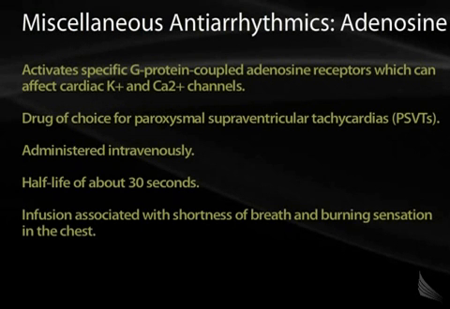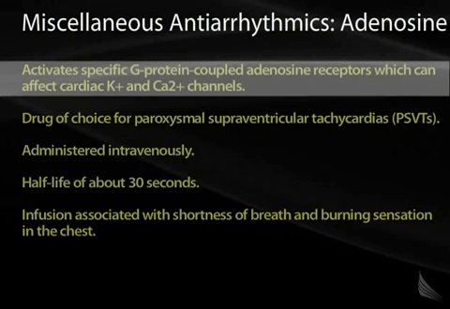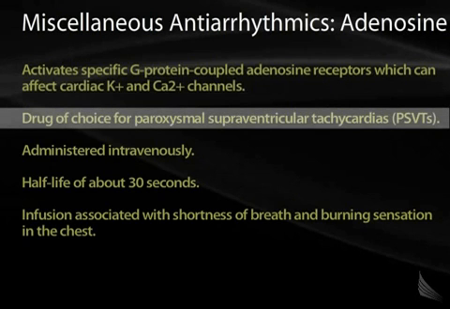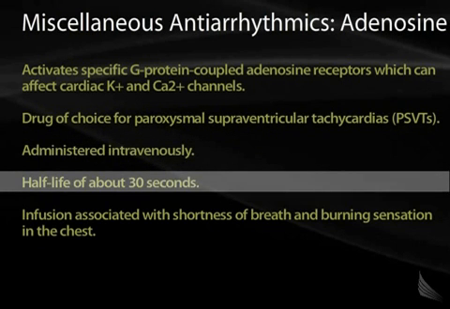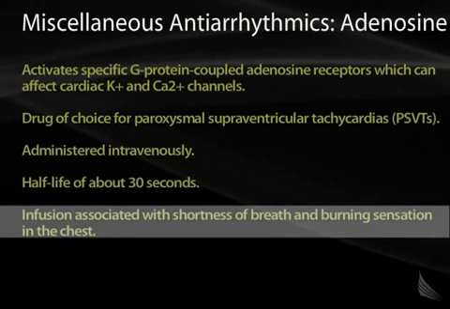Adenosine is another antiarrhythmic that's not classified according to the 1, 2, 3, 4 system. Adenosine activates G-protein-coupled receptors, which can affect potassium and calcium channels. Adenosine is the drug of choice for supraventricular tachycardias, especially paroxysmal supraventricular tachycardias. This medication is given intravenously, and it's very quick. The half-life is 30 seconds, so it needs to be pushed very quickly. It causes a sensation of burning in the chest as it's given. Patients that are having a supraventricular arrhythmia and receive adenosine, their heart will actually briefly stop for approximately 1 to 2 seconds and then usually resumes in the sinus rhythm.